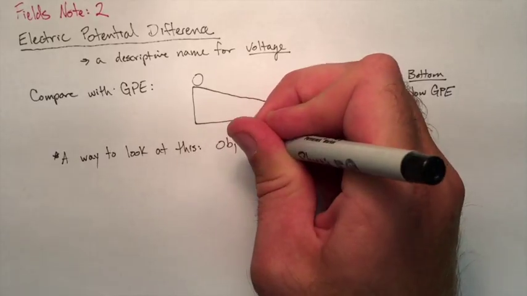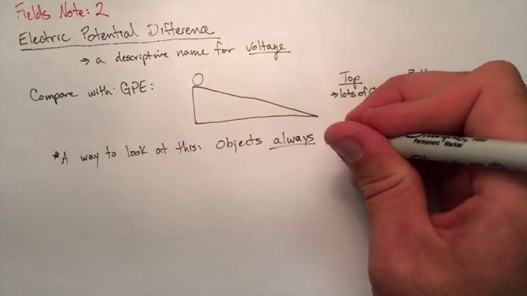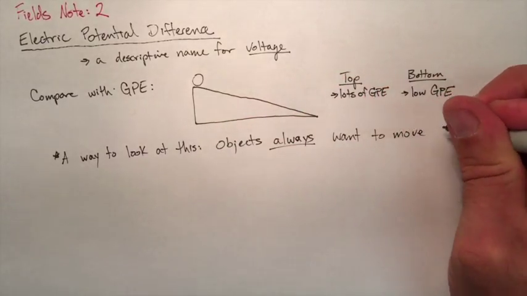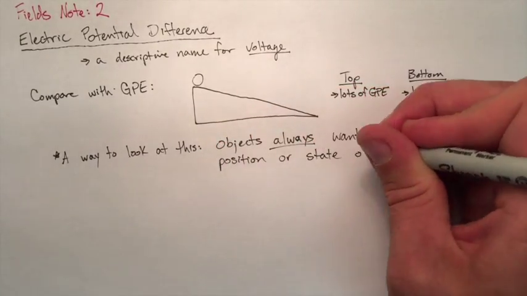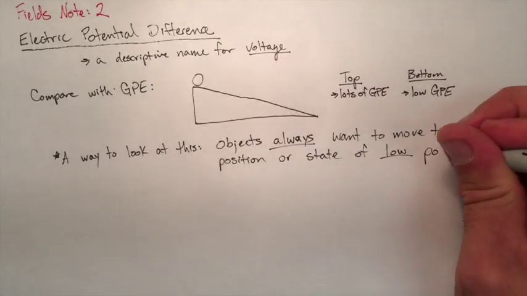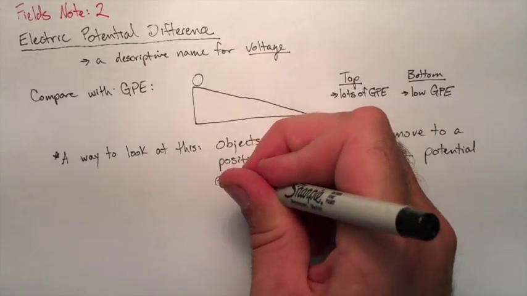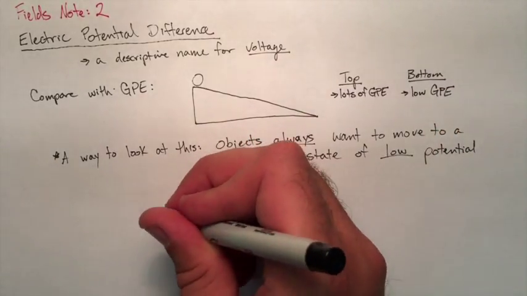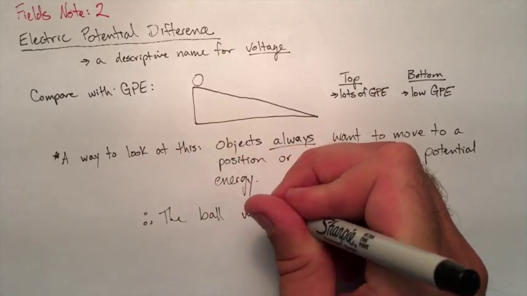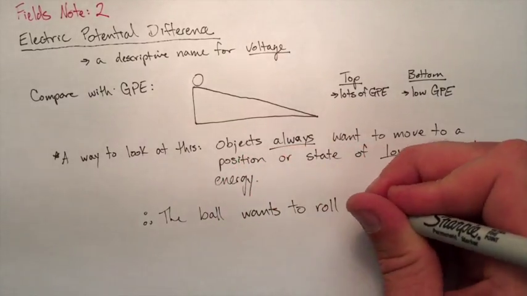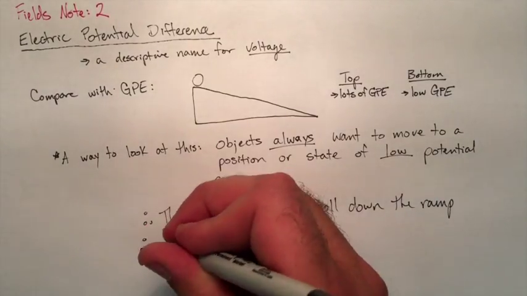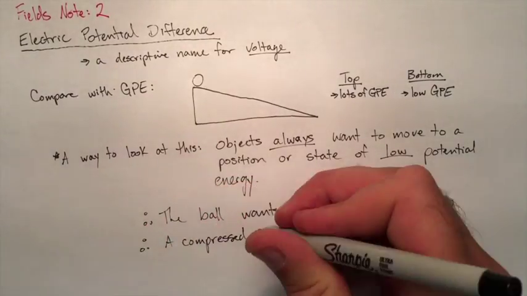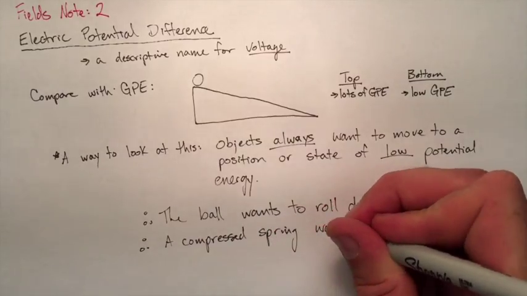But a way I want you to look at this time is that objects in nature always have a tendency to move to a position or a state of low potential energy. So if an object has a lot of potential energy, it will always want to move to a spot of low potential energy. Therefore here the ball will want to roll down the ramp, because at the bottom of the ramp, that's a spot of low gravitational potential energy.